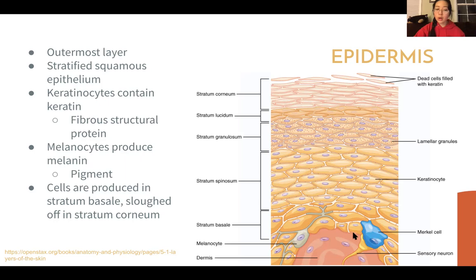Also in the stratum basale, you have melanocytes, which are shown here in green, although they're not actually green. And they produce melanin, which is a pigment that makes your skin whatever color it is.